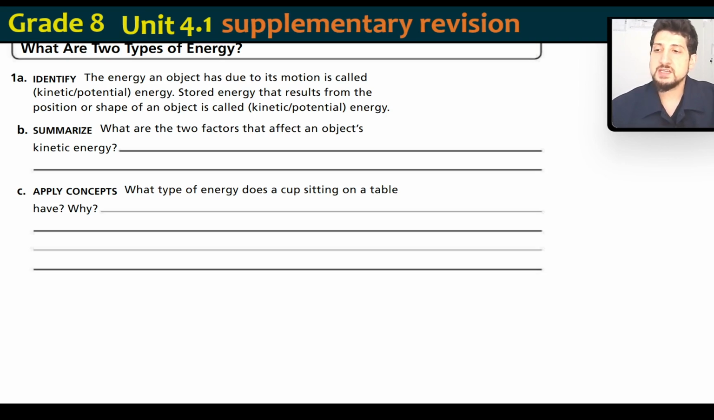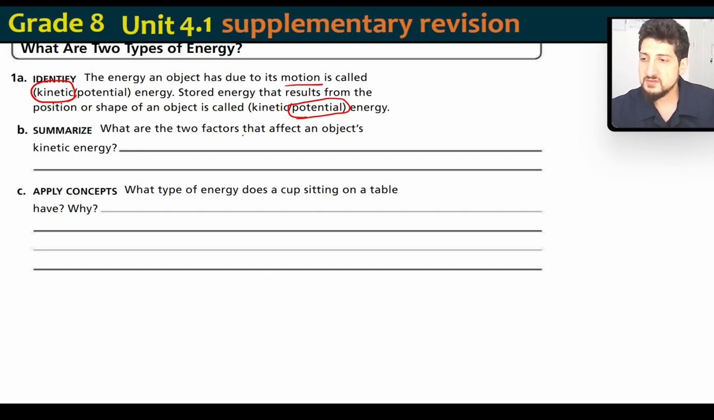Okay, so identify the energy an object has due to its motion. Let's have a look. The first one, what are the two different types of energy? We already talked about that. The energy an object has due to its motion is called kinetic or potential energy. Stored energy, so that's going to be kinetic due to its motion, because they said motion and motion means movement. Stored energy that results from position or shape of an object is called potential. Okay, so stored energy from the position or the shape of an object is called potential energy.